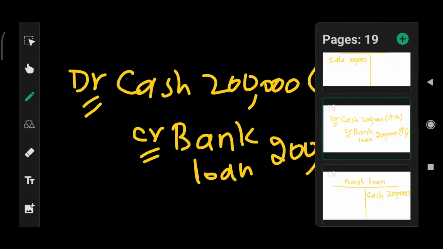Debit cash 200,000. I recorded 200,000 on the debit side of cash and written the reference as bank loan. Then I opened the bank loan account and I recorded 200,000 on the credit side of the bank loan, and cash is written as reference.